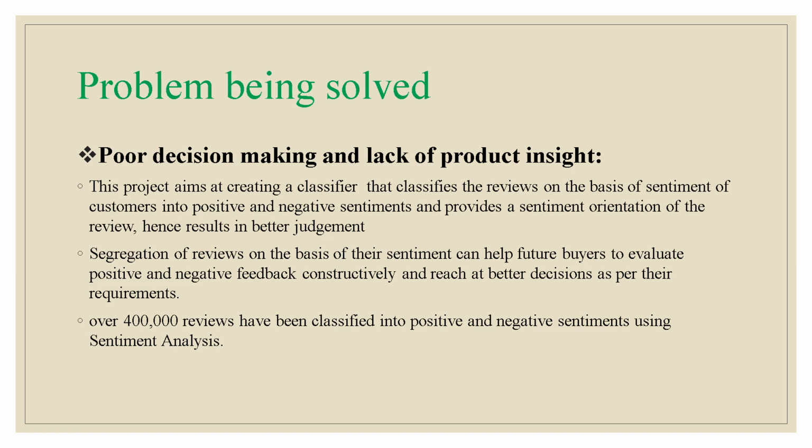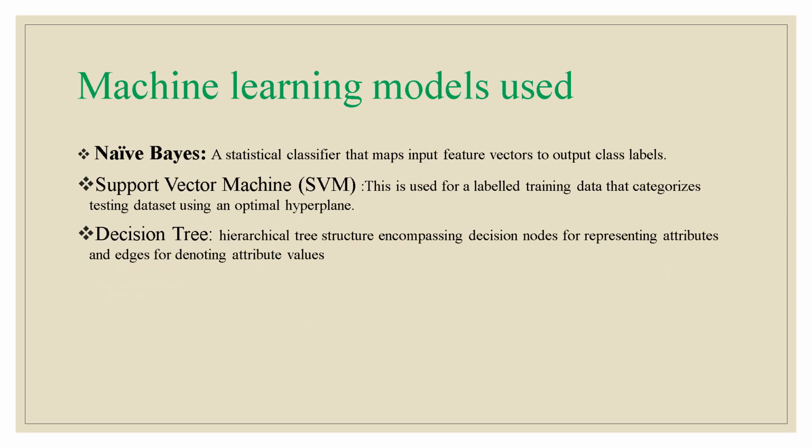Moving to the next slide. The machine learning models used in this paper were three. We have the naive Bayes, which is a statistical classifier that maps input features to the output class labels.